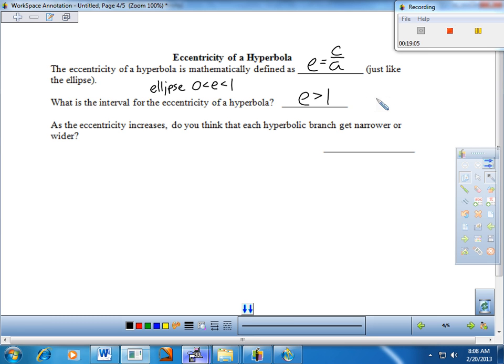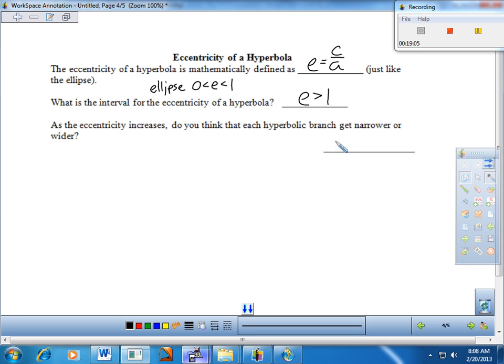What do you think happens to the branches of the hyperbola? Do you think that they get wider, or do you think they get narrower? So what do you think? Totally a 50-50 guess. I wouldn't necessarily expect you to have a definitive opinion on this. I'll put this in and then we'll find out. So take a little guess there. As the eccentricity increases, do you think those branches are going to get narrower, or do you think they're going to get wider? I've got my Sketchpad program up, and I'll go ahead and boot that up in just a second. We'll go ahead and check it out.